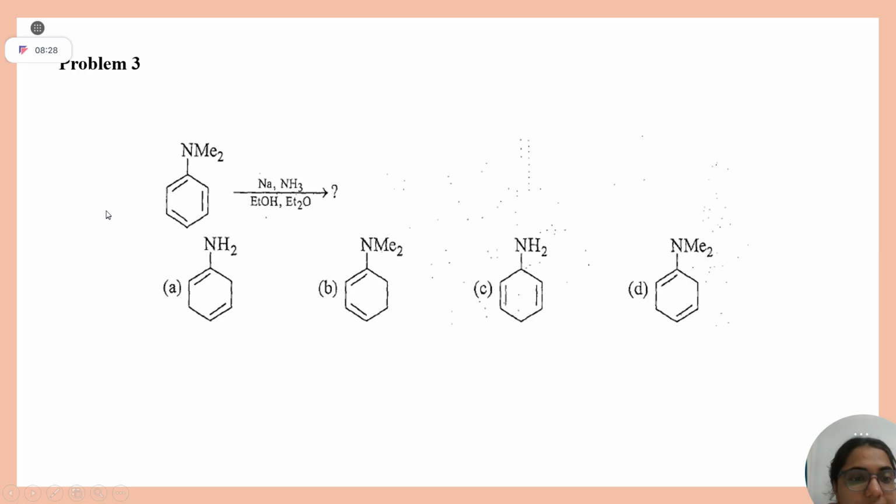So problem number 3 for today's session is: if you reduce this N,N-dimethyl aniline with Birch reduction condition, what will be your product? And your options are A to D. Take 0.5 minute time and think over it. Till then, let me write the basic mechanism for Birch reduction.